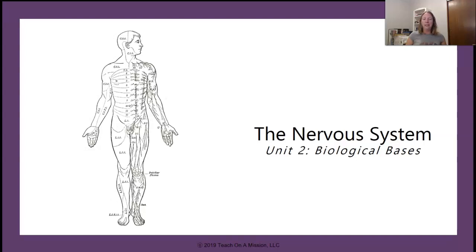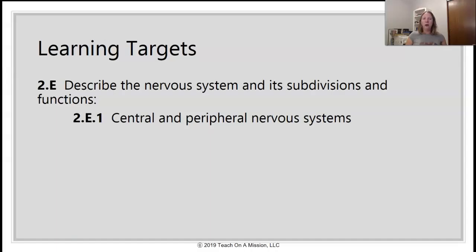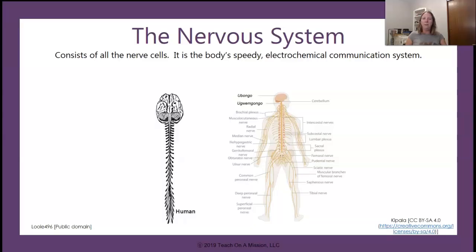So let's get started. Here are the College Board learning targets. And we're diving right in. So the nervous system consists of all the nerve cells, all of them. They're all in there. It is the body's speedy electrochemical communication system. Note it's both electro and chemical. So there's electric signals going through, that's the action potential of your neurons, and then there's chemical messengers shooting between the neurons. Those are your neurotransmitters.